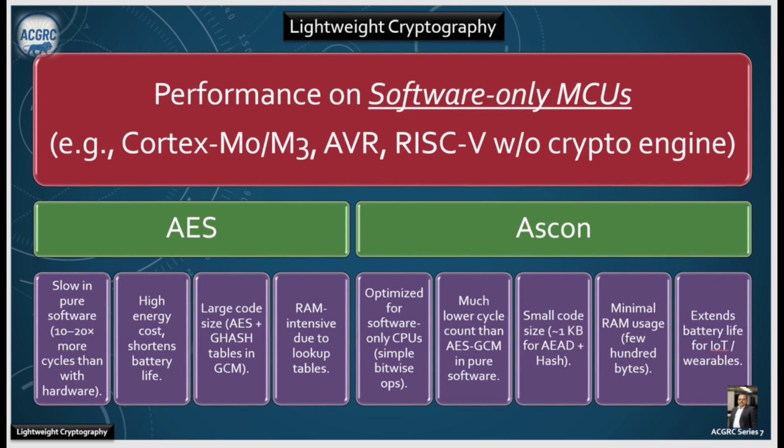Whereas when you look at Ascon on software-only MCUs, it's actually optimized for software-only CPUs. It has a much lower cycle count as compared to AES in pure software. It has a very small code size, 1K or less. It has minimal RAM usage and thereby has an extended battery life, specifically useful for wearable or IoT devices. Do note this is for AES and Ascon running on software-only MCUs.